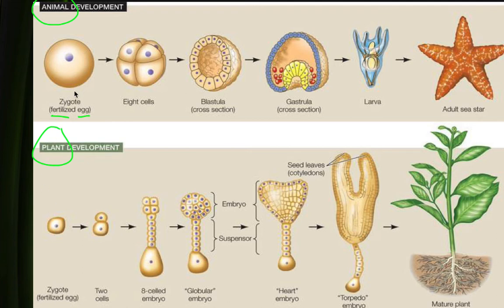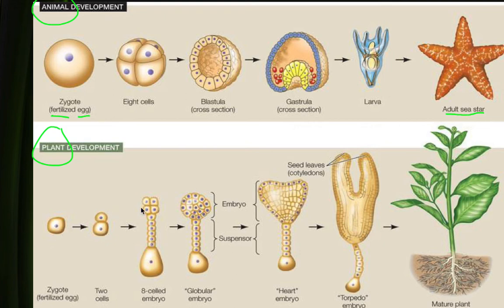So in every case, we go from 1 cell to 2, 2 to 4, 4 to 8, 8 to 16. It keeps doubling. So in this case here with the animal, you can see first it forms a ball of cells through cell division. Eventually that becomes hollow. Over time, you see part of it kind of folding inward. After a bit more development, we then have what's called a larval stage of development. And over time, when all is complete, we'll have an adult sea star as a result.